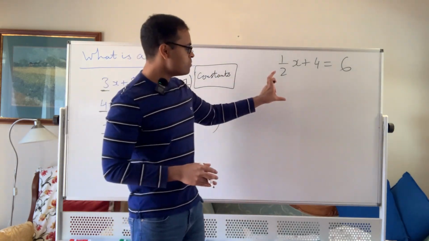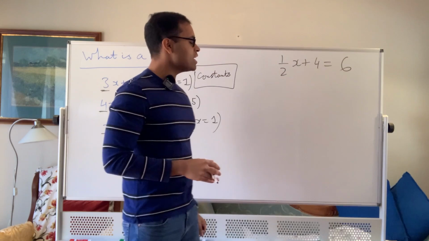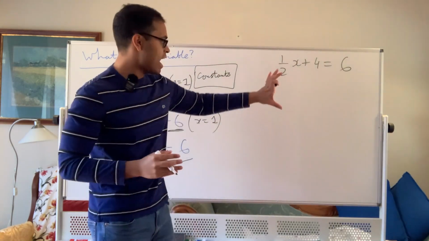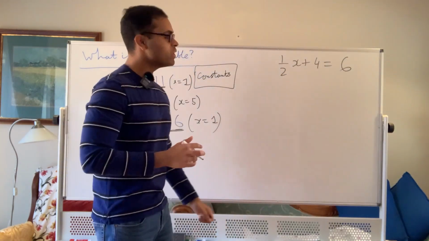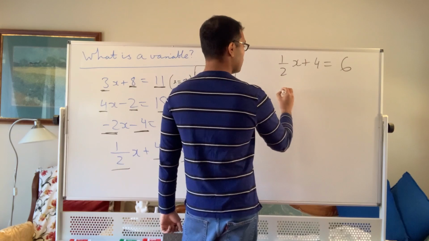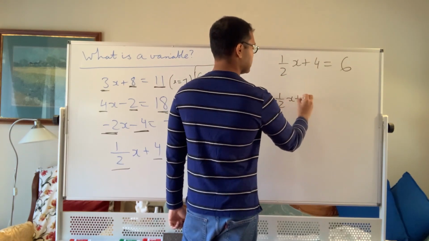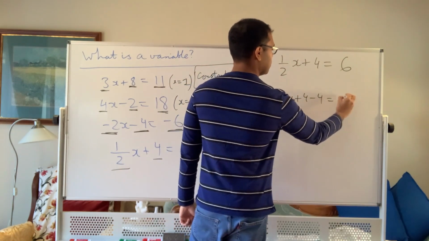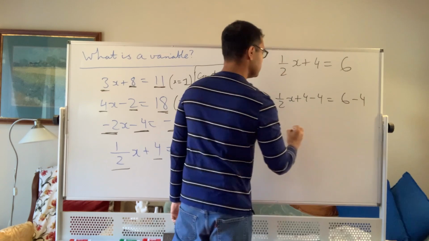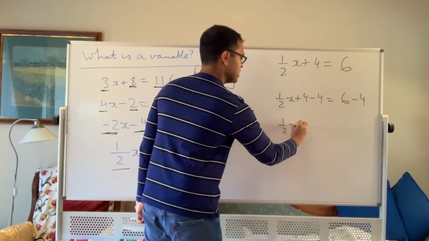Okay, so we're going to systematically do these steps to invert what we have here, which is half x plus 4. When we have half x plus 4, we can subtract 4 from both sides to get rid of the 4 on the left hand side. So that's going to be the same as saying half x is equal to 2.